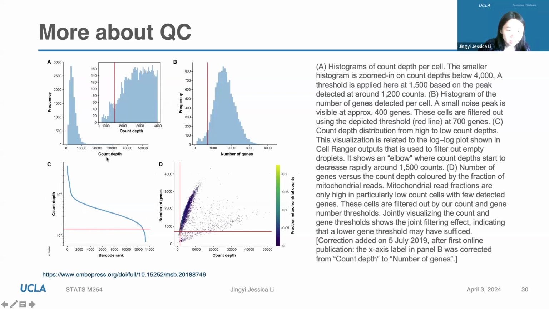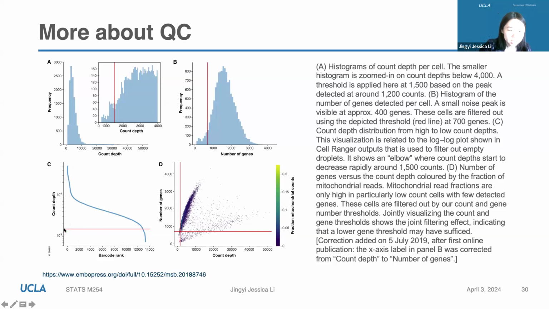So for the count depth, in this paper they use this count depth as the total count, while in Seurat it's the N count, okay? For count depth, it just plots the droplets from the one with the largest count depth to the lowest. So basically, you sort them. That's why it's a monotone relationship. This is the top largest droplet, to the smallest droplet.